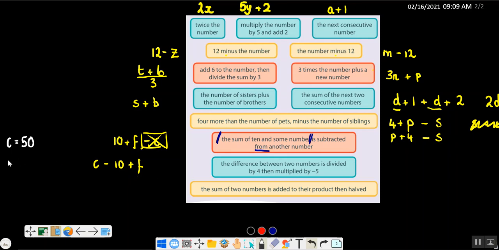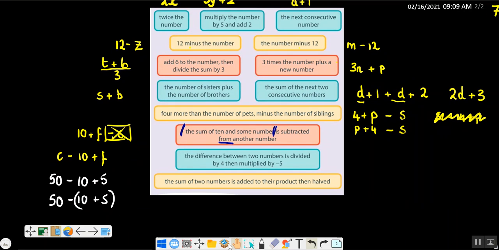Let's say C is 50, and let's make F 5. If we do C minus 10 plus 5, that's 50 subtract 10 plus 5. And then let's do 50 subtract 10 plus 5 and put it in brackets. Yes, it is different. That's 45, and that's 50 minus 15, that's 35.